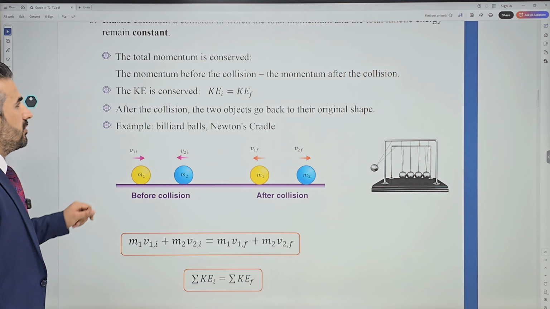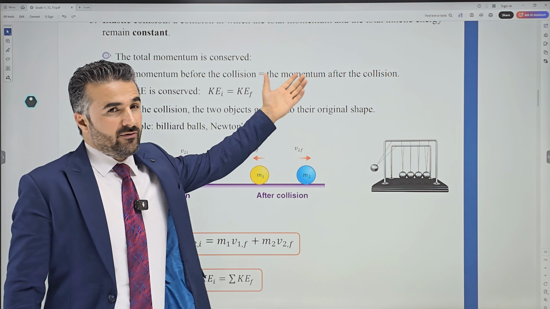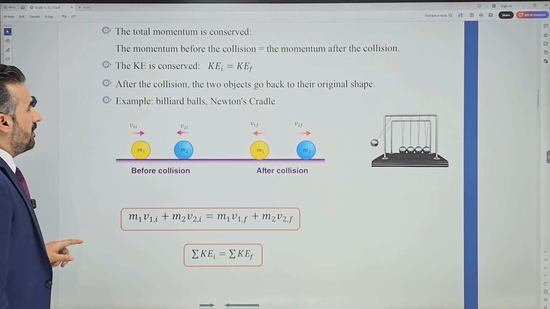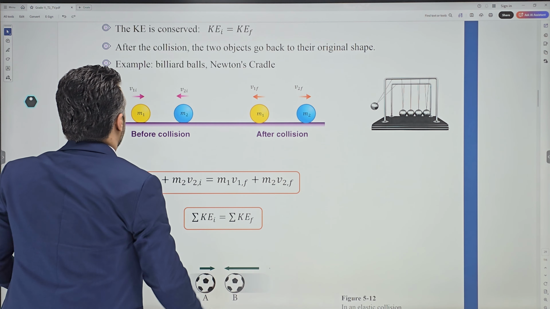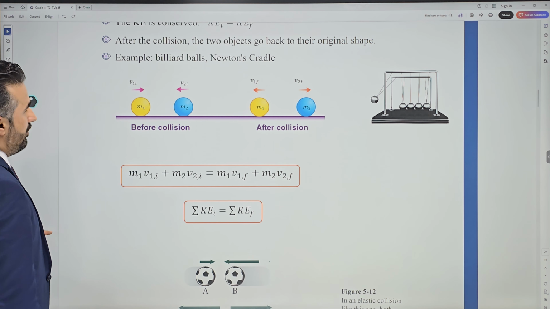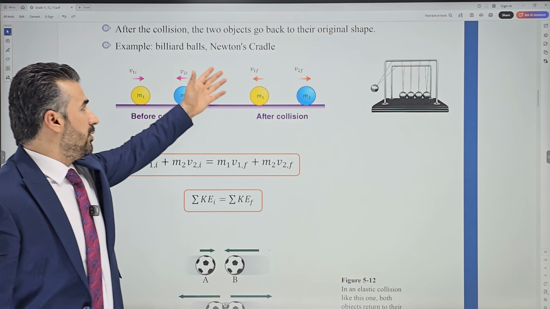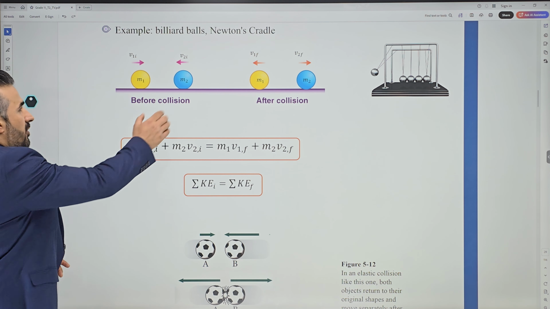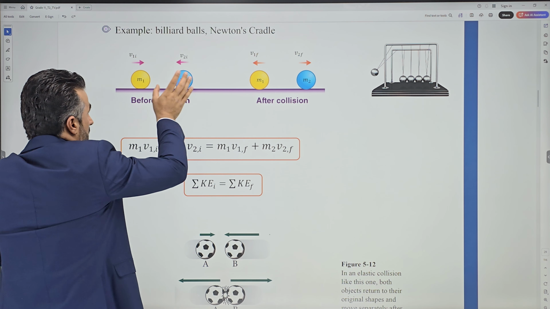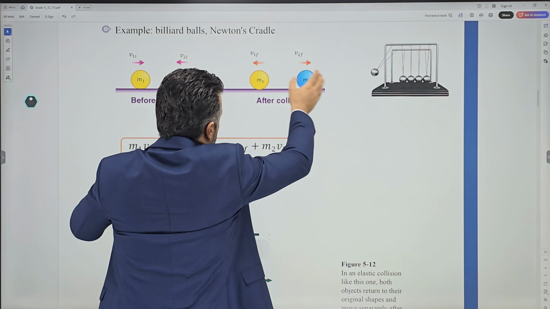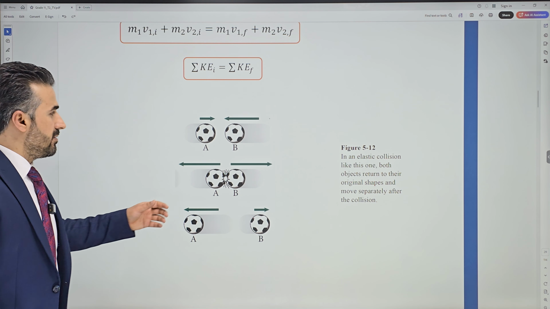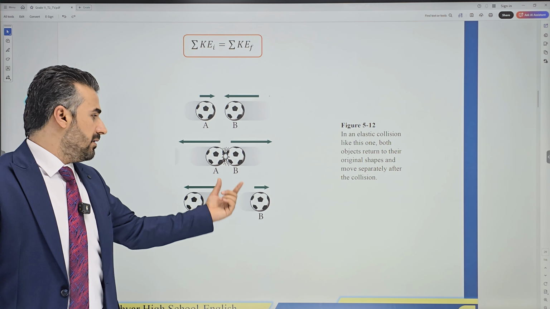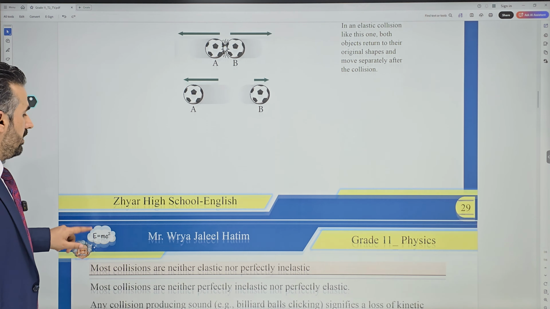Total momentum is conserved. Momentum before the collision is equal to momentum after the collision. Kinetic energy is also conserved. After the collision, the two objects go back to their original shape. Examples could be billiard balls or Newton's cradle. Before the collision, two balls are moving to collide head on. After the collision, you can see that each one of them is moving in an opposite direction. This is before the collision, this is during the collision, and this is after the collision.